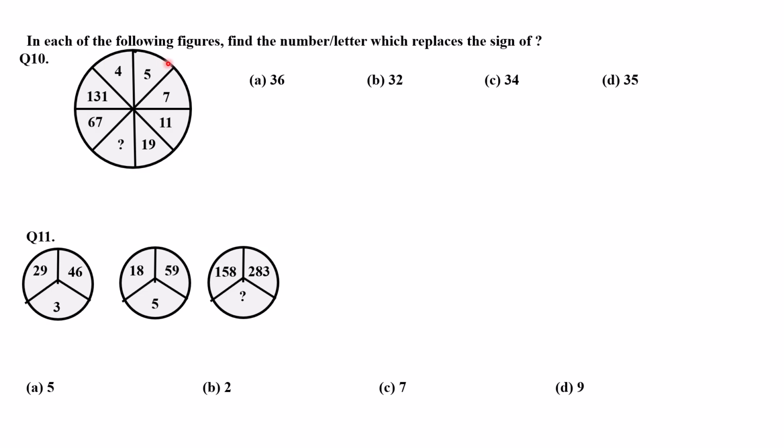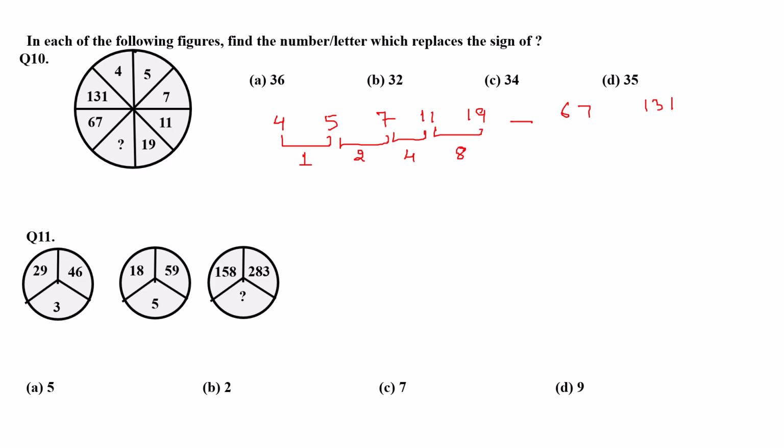Now question number 10. In each of the following figures, find the number or letter which replaces the question mark. So here numbers are given and you have to find out this missing number, isn't it? So let's first write all the numbers. So it is 4, 5, 7, 11, 19. Then you have to fill here 67 and then 131. So let's find out the difference between the two neighboring numbers. So here difference is 1. Here difference is 2. Here it is 4.